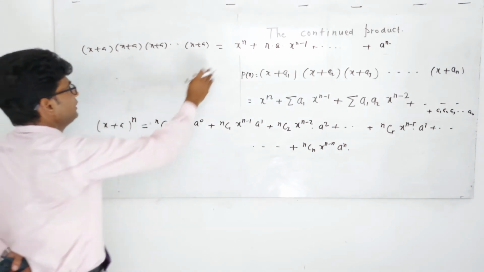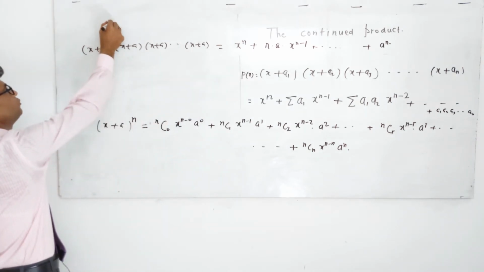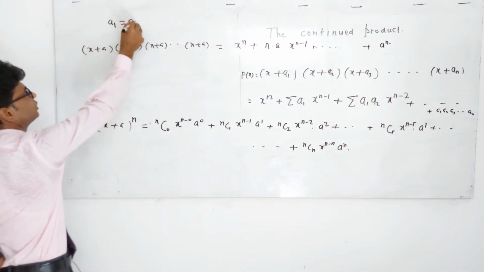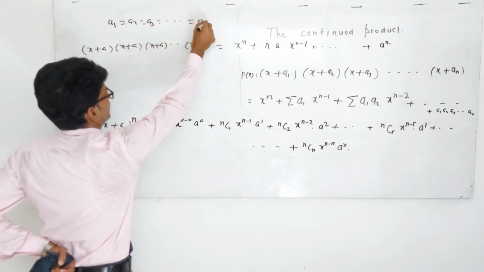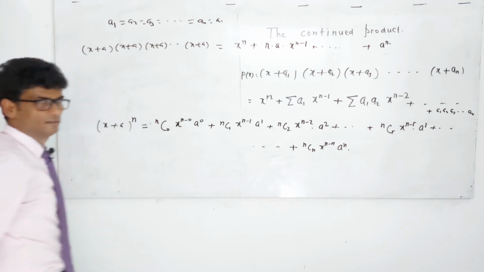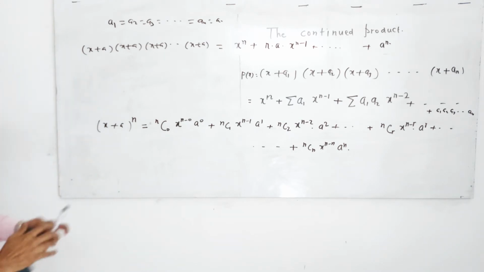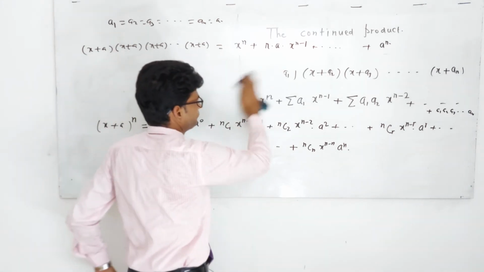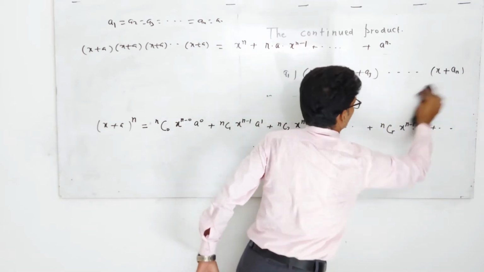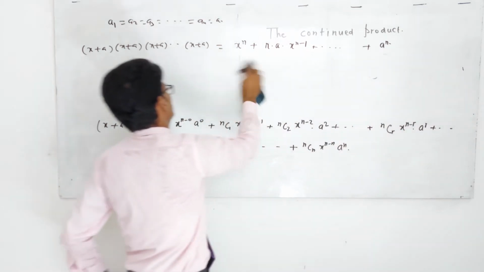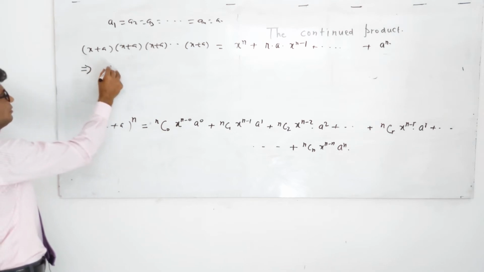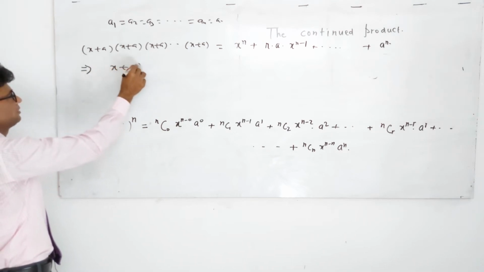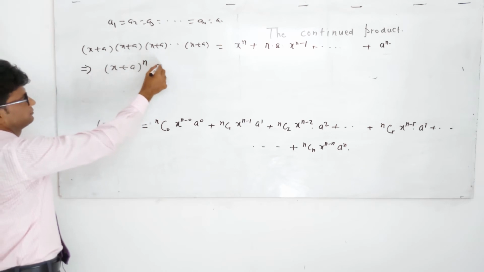So look at here, a to the power of n. How can one get this one? Because we have used the fact that a1 is equal to a2 is equal to a3 is equal to dot dot dot n is equal to a. So now on the left side it becomes (x + a) to the power of n.